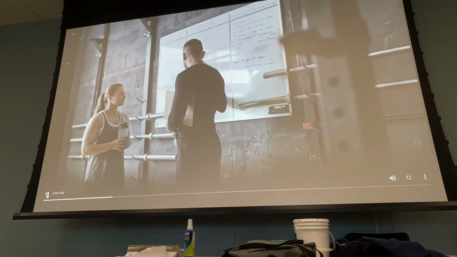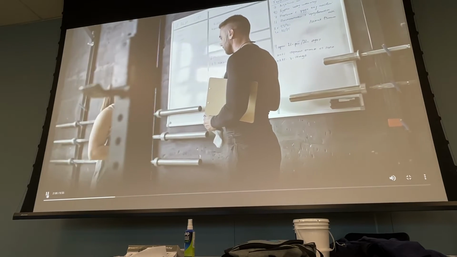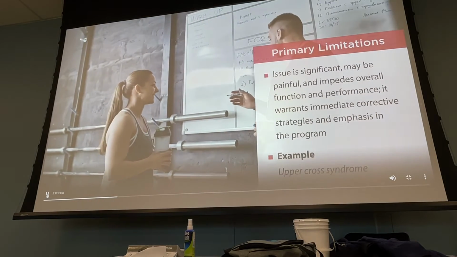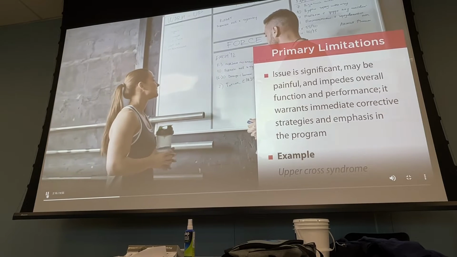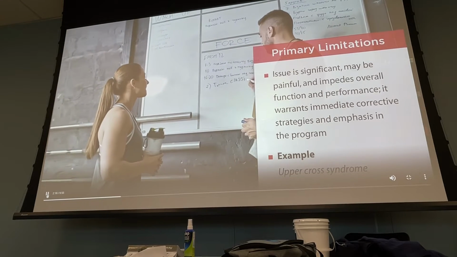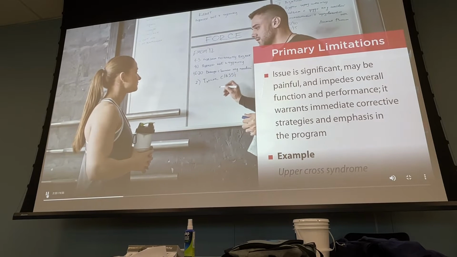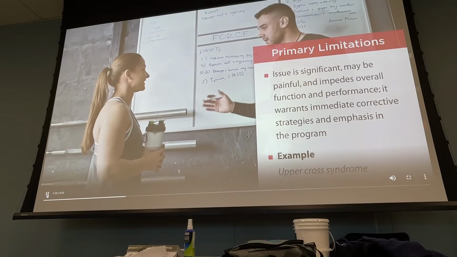Within this list, primary and secondary limitations should be categorized for prioritization in the program. Primary limitations are those which cause significant training restrictions and pain, as well as impede function and performance. These issues require immediate corrective exercise and emphasis in the program. An example would be the presence of upper or lower cross syndrome.